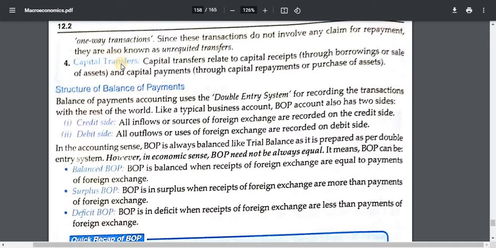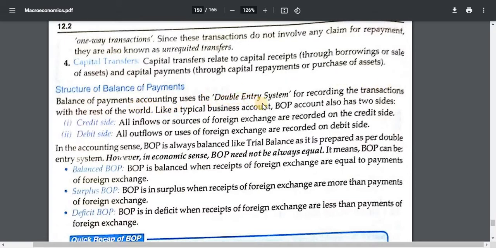4. Capital transfers. Capital transfers relate to capital receipts (through borrowings or sale of assets) and capital payments (through capital repayments or purchase of assets). Structure of balance of payments. Balance of payments accounting uses the double entry system for recording the transactions with the rest of the world.